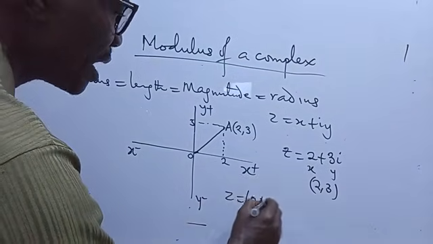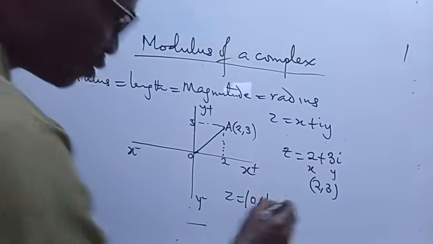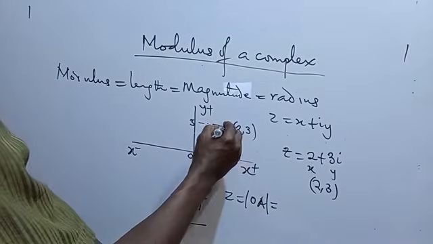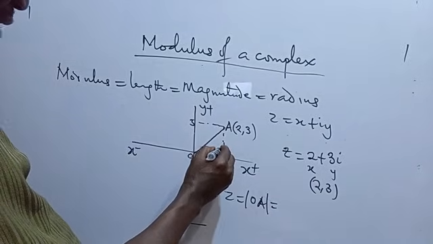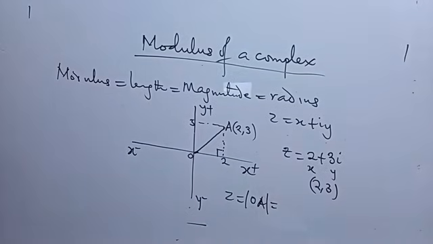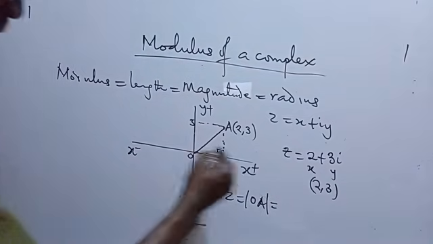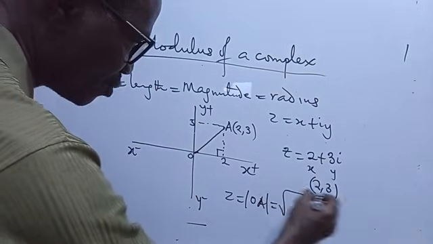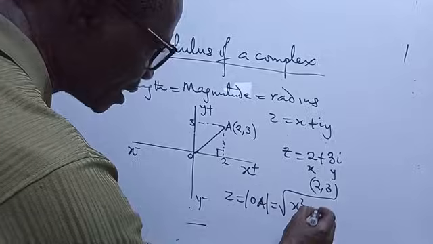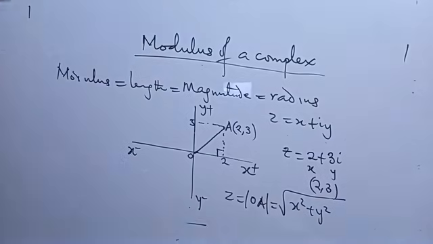Length OA. If you look at it holistically, you will see that this has represented a triangle. So here we have a right angle triangle, and OA is the length. Definitely, using Pythagoras theorem, it will be what? X squared plus y squared. That is the square root of what? X squared plus y squared. I hope you are following me.